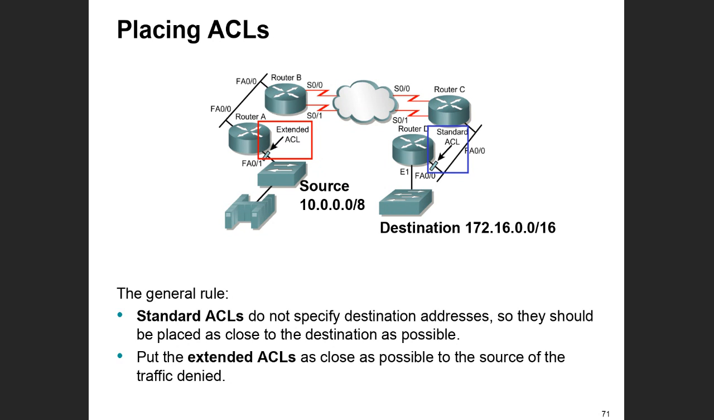It's better to use an extended access control list. We can put that as close as possible to the source of the traffic denied, in this case our boss's worthless nephew, and nip that traffic in the bud before it consumes all our bandwidth across the rest of the network. So this is an example of access control lists doing both a security function as well as shaping and controlling traffic and reducing the total amount of traffic.